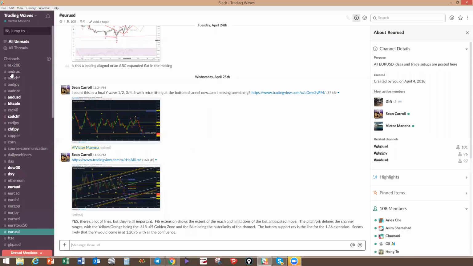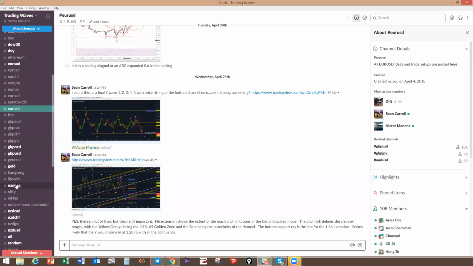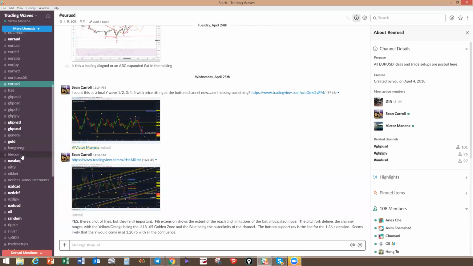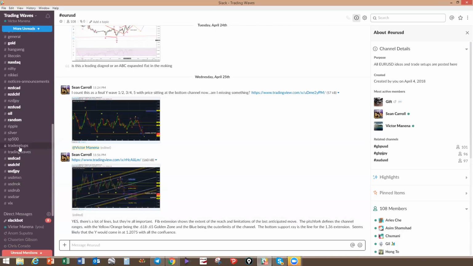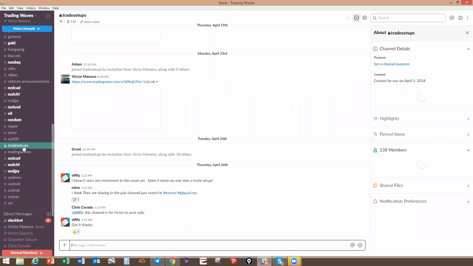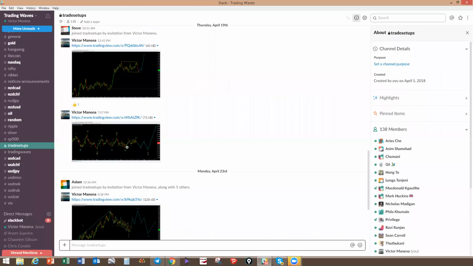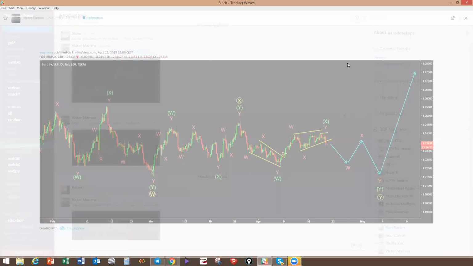Right, so you can see here AUDCAD, AUDCHF, Euro US dollar, Euro GBP. If you're only interested in that, you go into that channel and you see what the ideas are. There's also my channel there where I put in trade setups, called trade setups. That's where I put all my ideas and my trade setups.